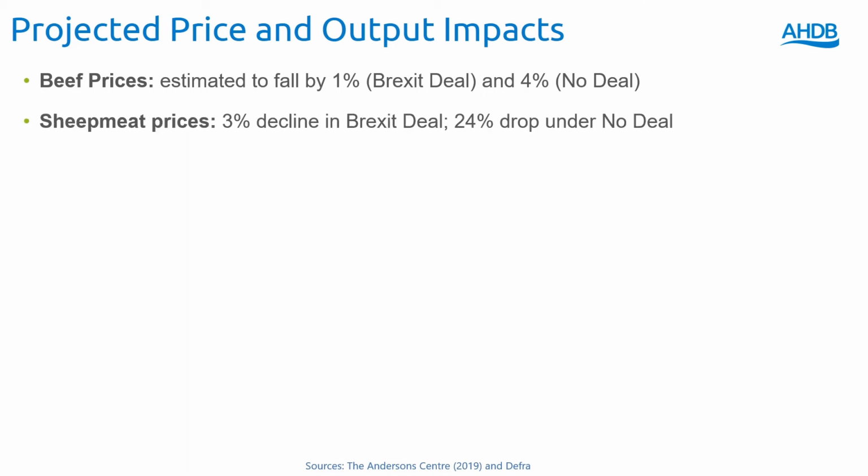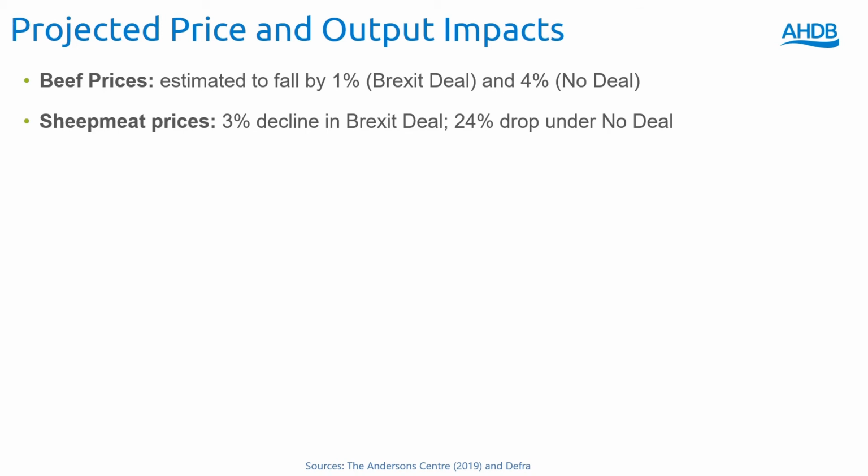Sheep meat, again, more pronounced price declines under a Brexit deal scenario, about 3%. But of course, that's substantially less than what could happen under a no deal, where price drops in the region of 24% are projected, because of course, a key market for the UK sheep meat sector would be closed off in that context.